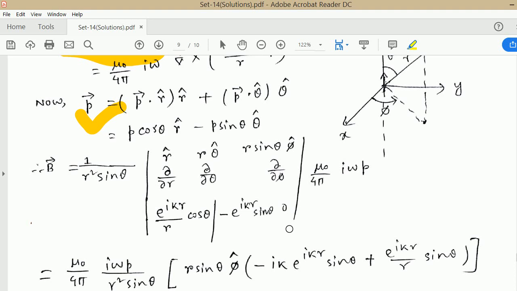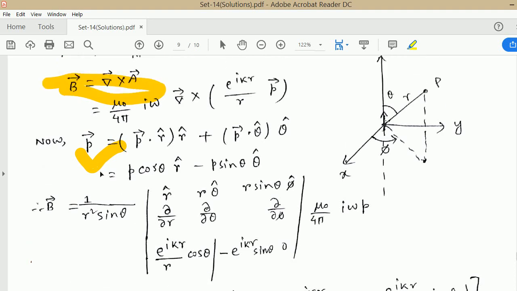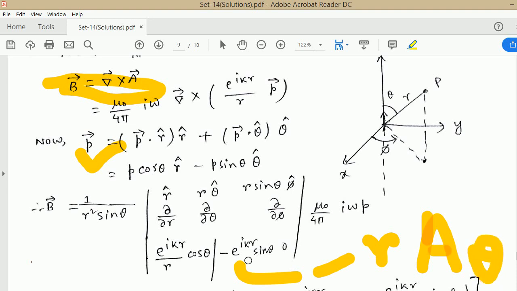If we put this value of P here, then we see that the r term is e to the power i k r into cos theta, and here we have e to the power i k r into sin theta, and here r into theta is there. That's why this r has gone for the second term, and for the phi related term it is 0.